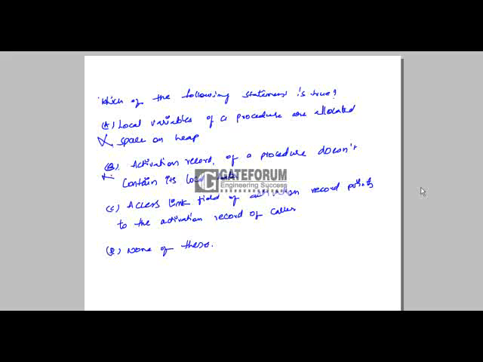Option C, access link field of activation record points to the activation record of the caller. Even this is also wrong. Why? Because access link points to the non-local data held in other activation records, but it doesn't point to the activation record of the caller. Control link field points to the activation record of the caller, but not access link. Access link points to the non-local data held in other activation records. So option C is also wrong.